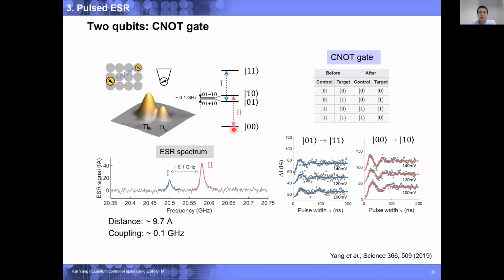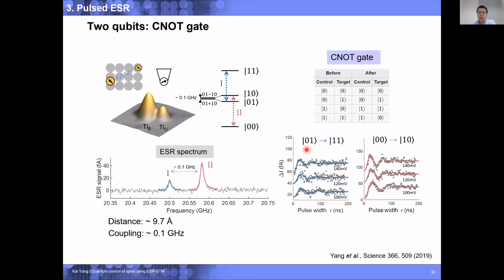Here is the corresponding energy level diagram. The eigenstates are the Zeeman product states 00, 01, 10, 11. We first characterized this energy level diagram by measuring the ESR spectrum, and we found there are 2 ESR peaks which occur at 2 different frequencies. This is very good for us, because that means we can choose to drive one of the transitions, such as this blue transition. This blue transition corresponds to a transition between the 01 and 11 states.